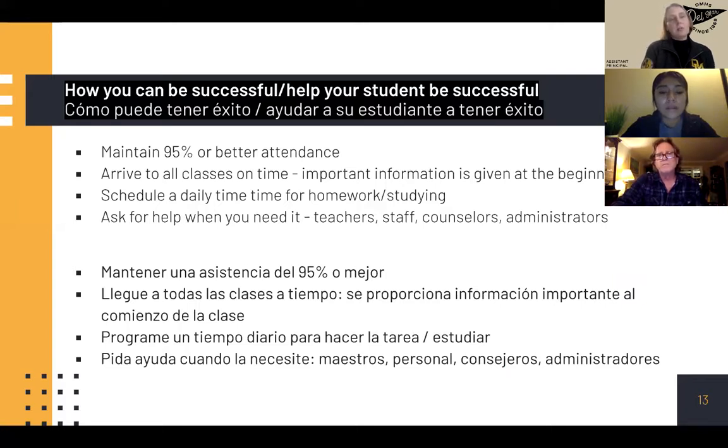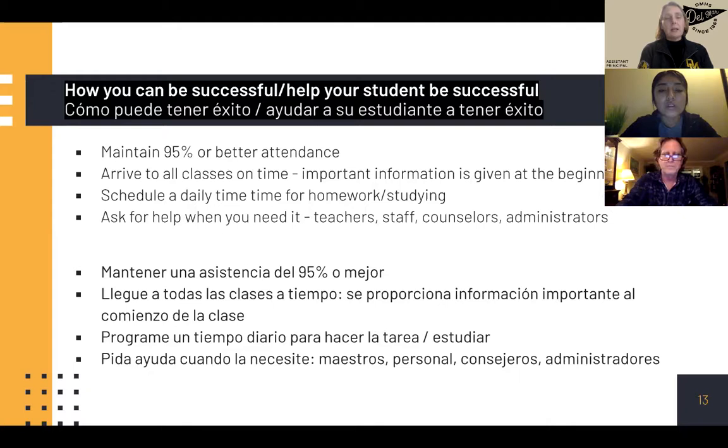So just some suggestions are for how your student can be successful, how you as a parent or family member can help your student be successful. And one of the best ways is to maintain good attendance. There's not surprisingly a big connection between attendance and grades. And if you were at our last parent meeting, which was all about attendance, we talked about the connection between attendance and graduation rates, grade point average, success in college and beyond. So we really encourage students to have a 95% or better attendance rate. And that really means not missing more than a couple days a semester.